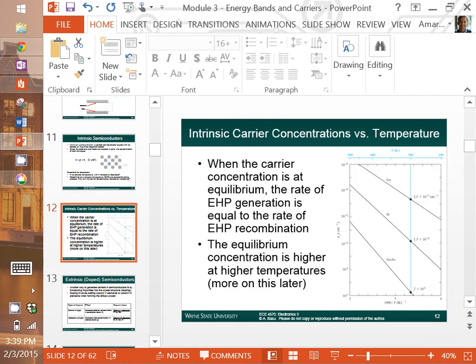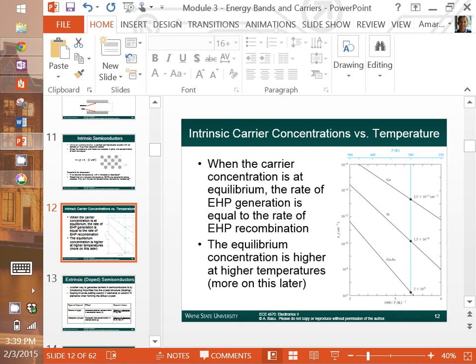All right, a couple of questions for review. What are the 2 types of carriers? Yes, electrons and holes. Which one moves faster, the electron or the hole? Electrons move faster than holes. Electrons are the negative charge carrier, holes are the positive charge carrier.